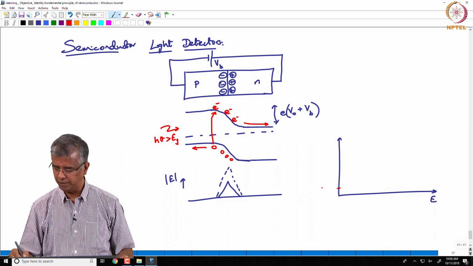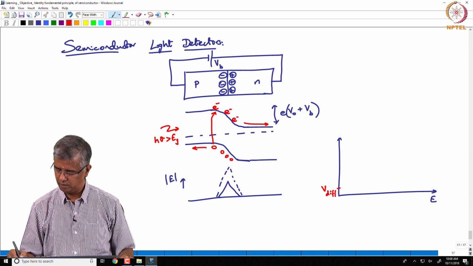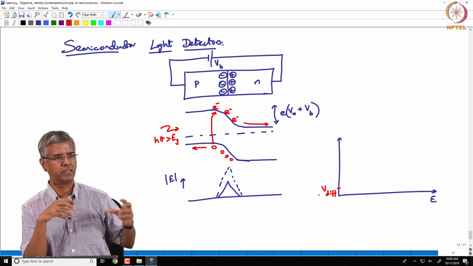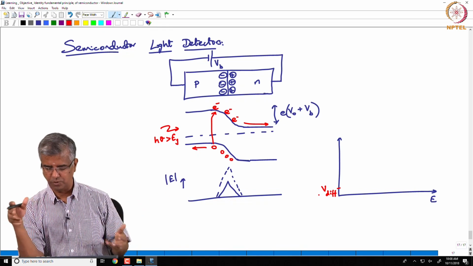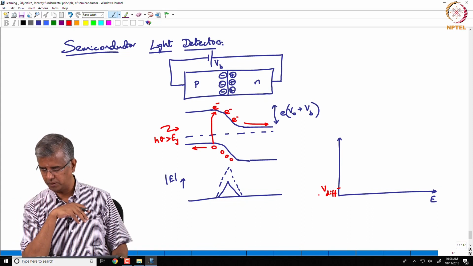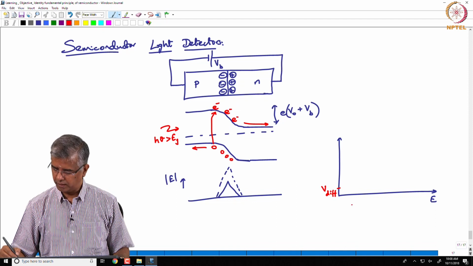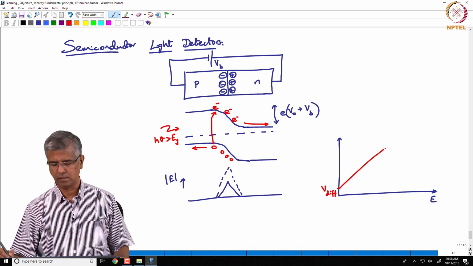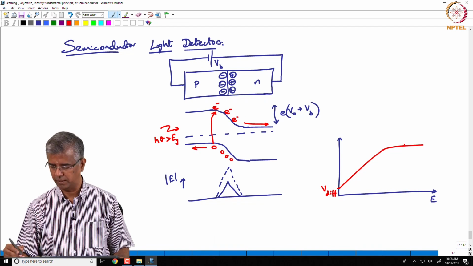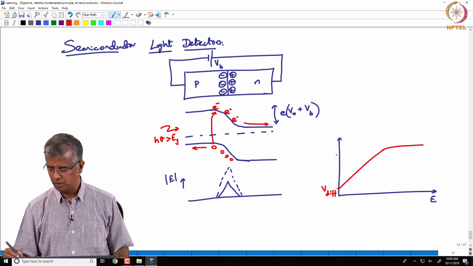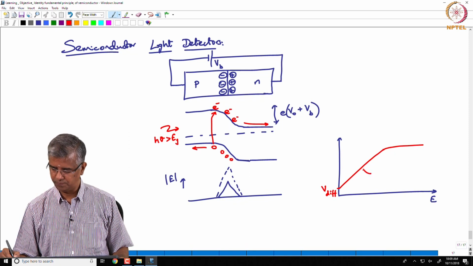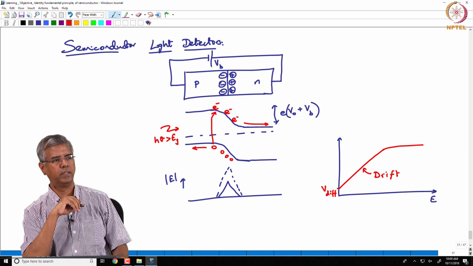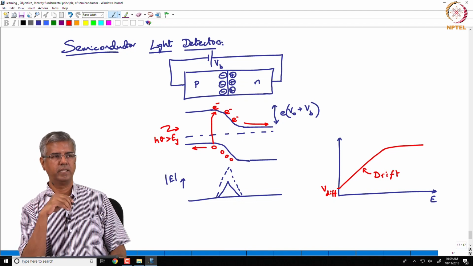okay, what happens is normally without any electric field, you have the diffusion process happening. So, these charges just diffuse, and of course, they cannot diffuse beyond that built-in potential. But within the influence of the electric field, it actually increases and then it saturates. Okay. So, this is actually what is called drift. So, the drift mechanism happens under the influence of the electric field.